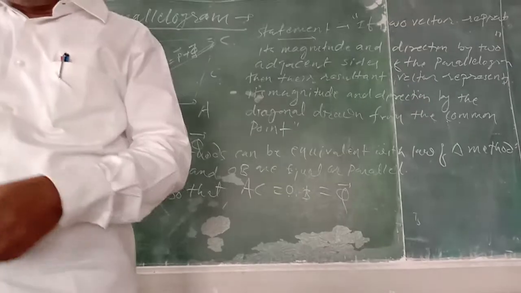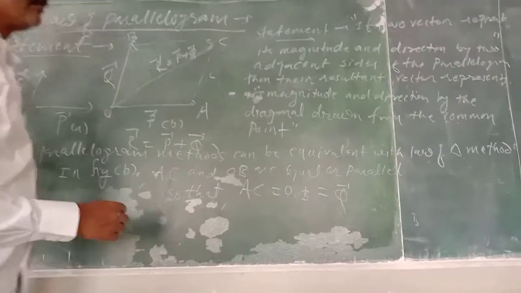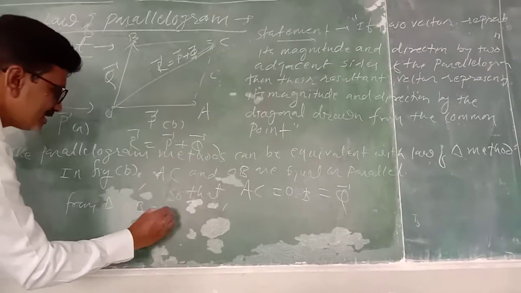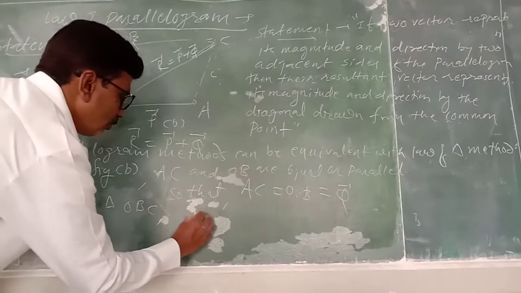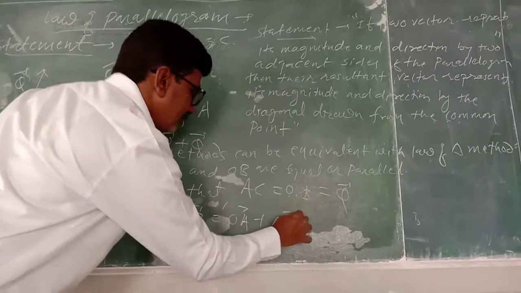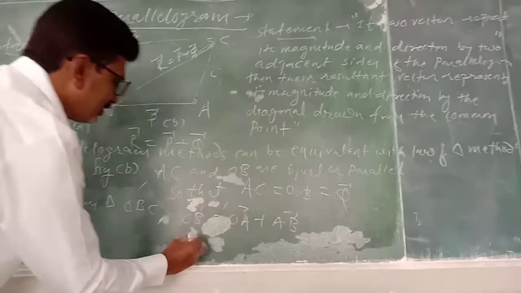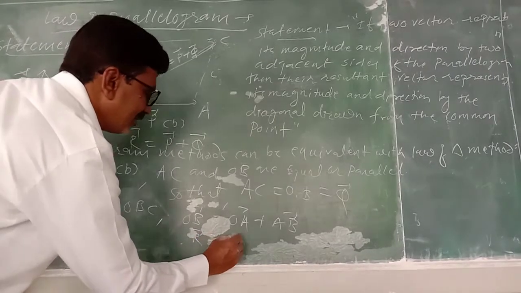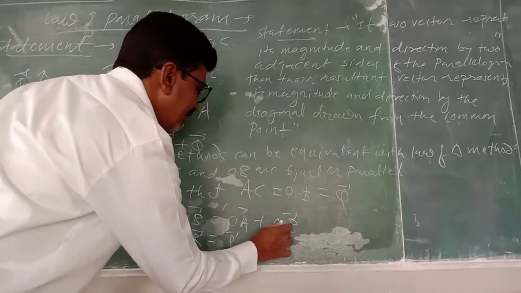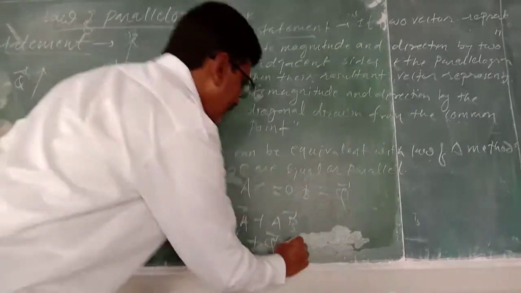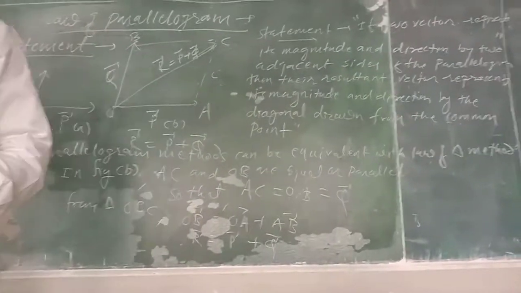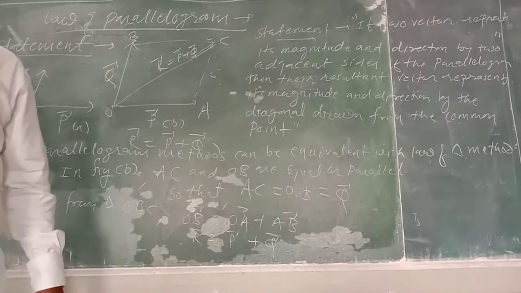Okay. From triangle OBC, OB equals OA plus AB. What is the value of OB? R, the resultant side. What is the value of OA, its magnitude and direction? It is P, plus AB is Q. Okay. So R equals P plus Q.